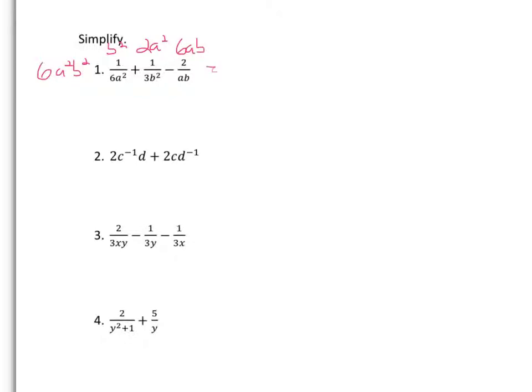Okay, so when we work that out, our denominator is obviously going to be 6a squared b squared. But our numerator is going to be a b squared plus 2a squared minus, remember we've got minus 2 times all this stuff, so it's going to be minus 12ab.